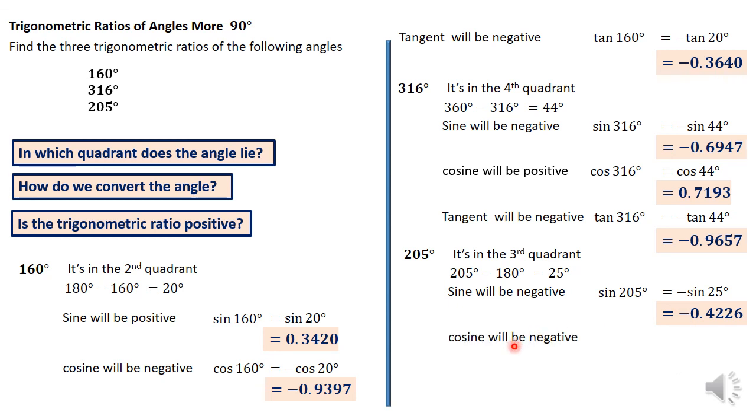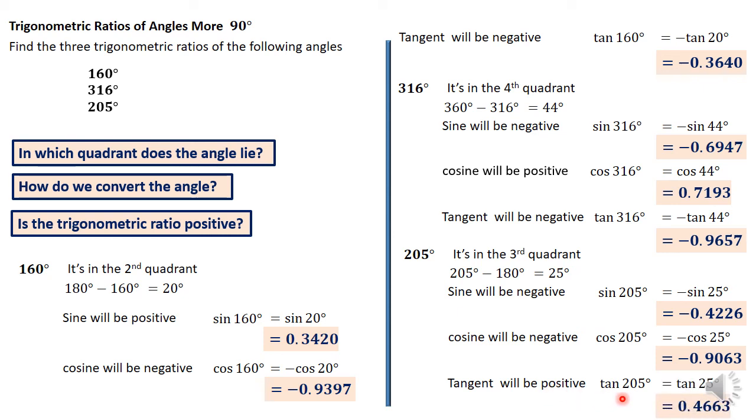Again, cosine will be negative. So the cosine of 205 will be negative cos 25, which is the same as negative 0.9063. And lastly, tan of 205 will be positive. Therefore, we're going to say that tan of 205 is the same as tan of 25, which is 0.466.